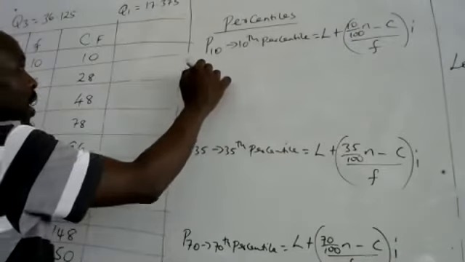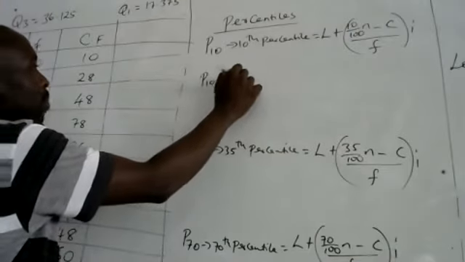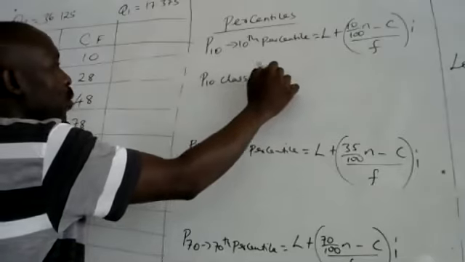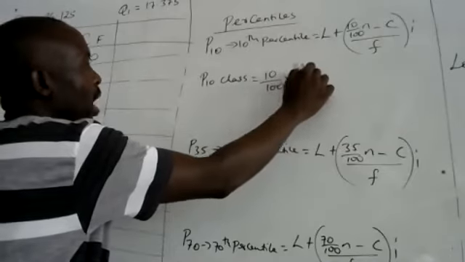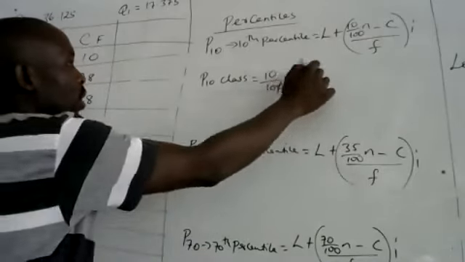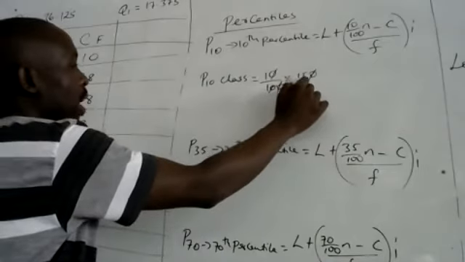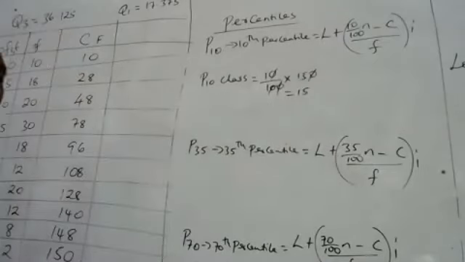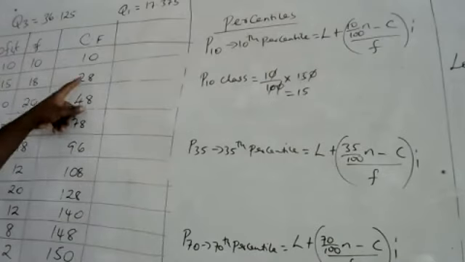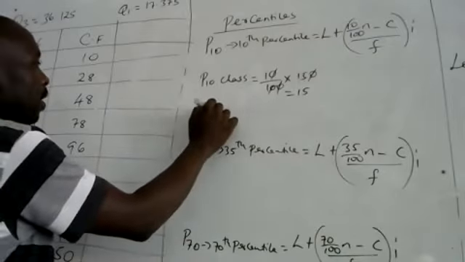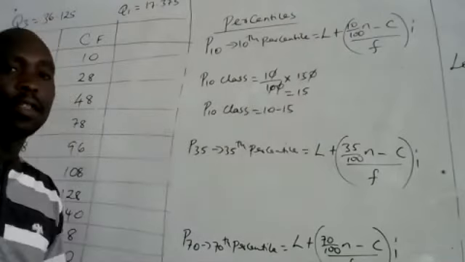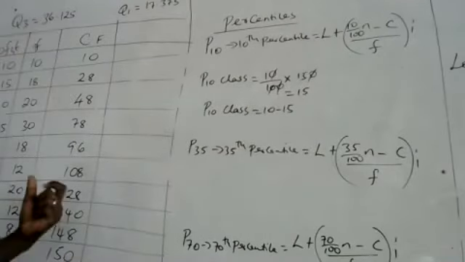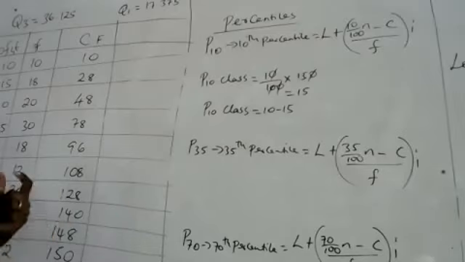And here, the P10 class is going to be found by doing 10 over 100 times n. If we use our example, our n was 150. You realize that our P10 is where we have the 15th item. We find that the 15 is going to be here in 28. So this one, P10 class, is equal to 10 to 15. The class of 10 to 15. And then you can go ahead and get the values now.